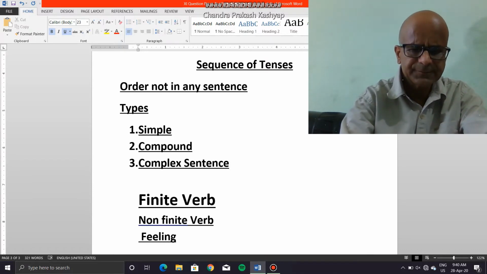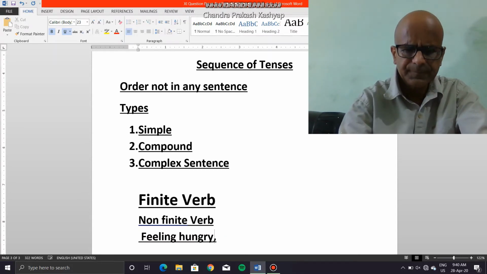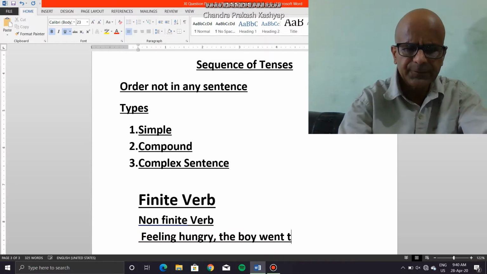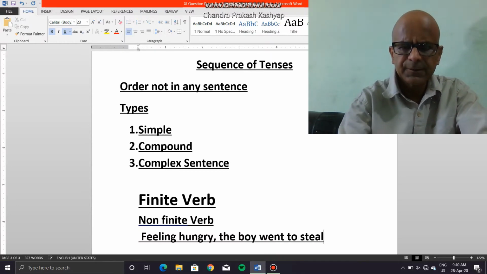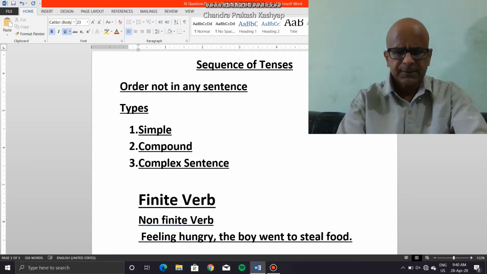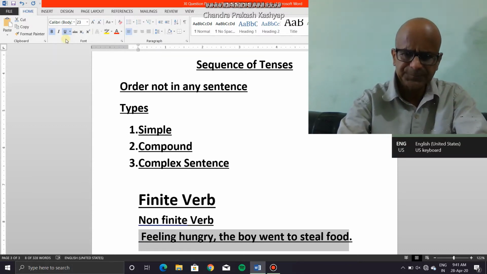Feeling hungry, the boy went to steal food. For example, let us find out the finite and non-finite verbs here.